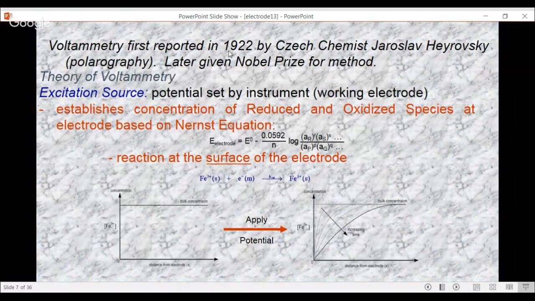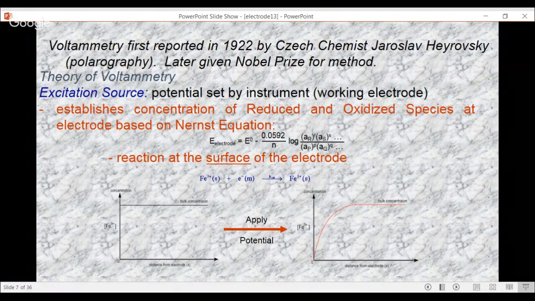Voltammetry was first reported in 1922 by the Czech chemist Heyrovsky, in whose name the polarographic equation goes. He was later given the Nobel Prize for the method. In the theory of voltammetry, the excitation source is a potential excitation source. Please remember that. For example, if you want to make a person active, you have to excite him about what you are doing. If you want to ask him to come for a movie, you have to tell him that the movie is good. So excitation has to be there in any process. For example, if you want to carry out a reaction at a specified rate, you have to increase the temperature. Temperature is the exciting parameter.